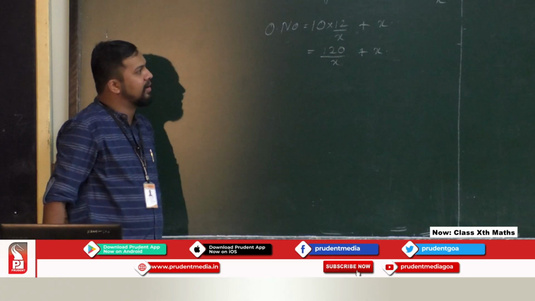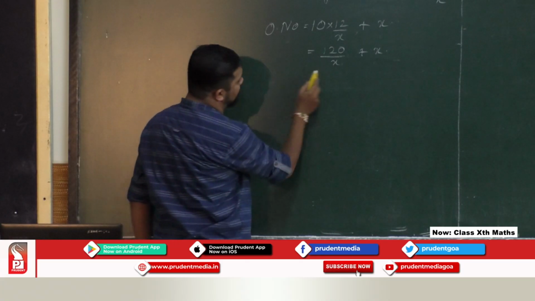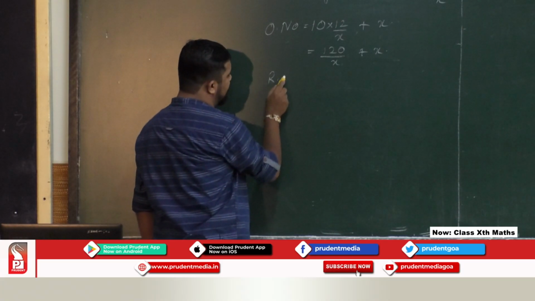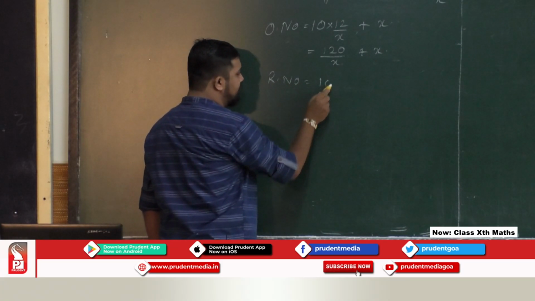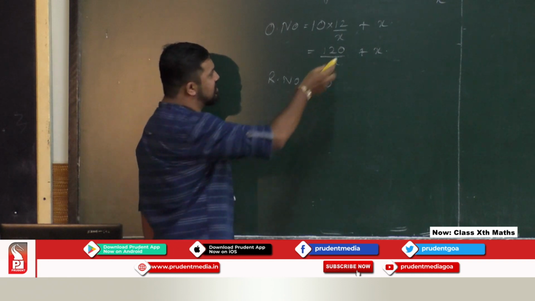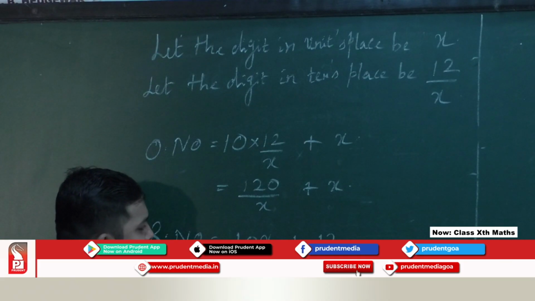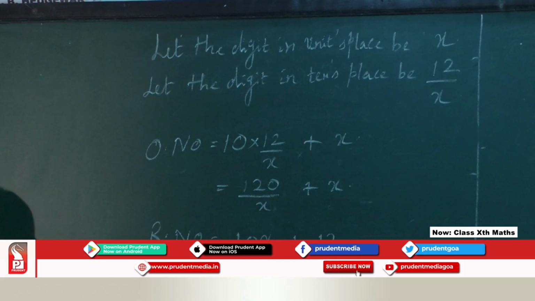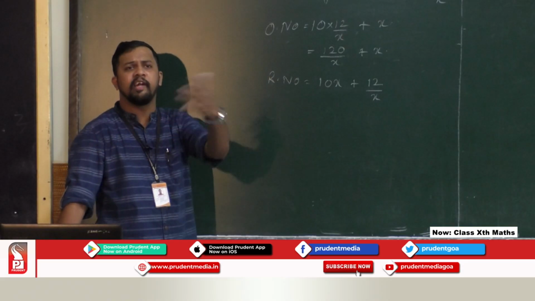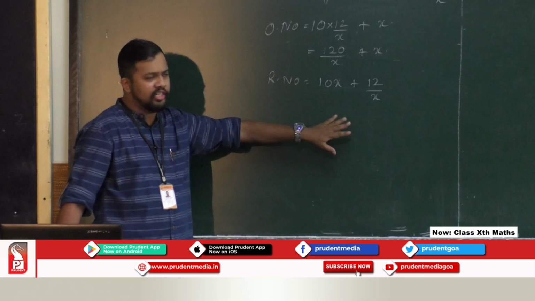After finding the original number, next we are finding the reversing number. So the reversing number: 10, which is again the tens place, times the reversed digit. So 10x plus 12 by x. So I got my original number and I got my reversing number also. What I did was just shift the digits, the interchanging of the digits.